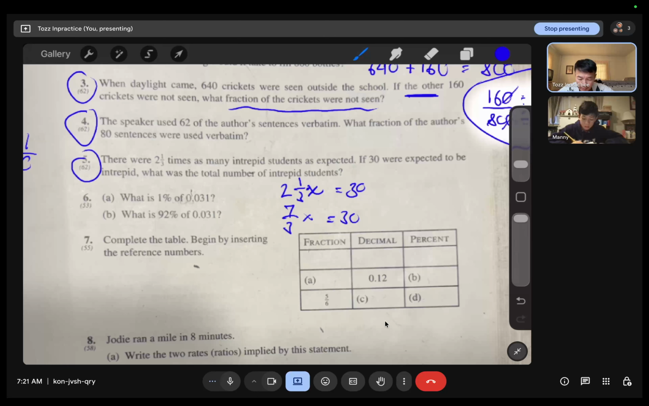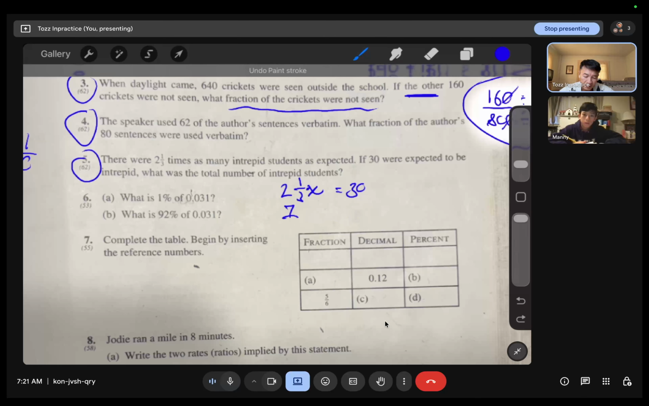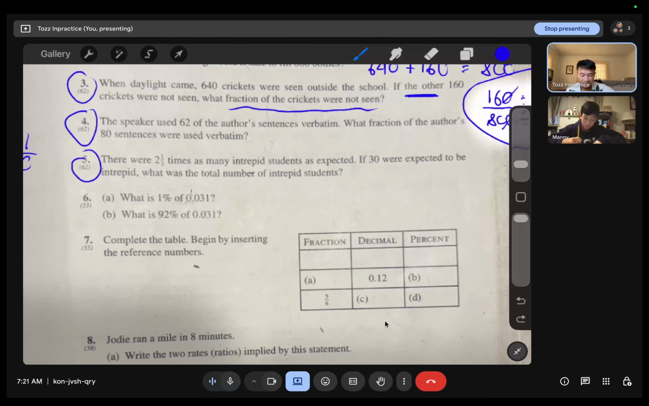Let me think here. 2 and 1/3 times as many intrepid students were expected. If 30 were expected to be intrepid, what is the total? Okay, no, this is not correct. You want to think about it again? It's more straightforward than that. Okay, I'll let you think about it first. Number 5. Yeah, it's more straightforward than that.